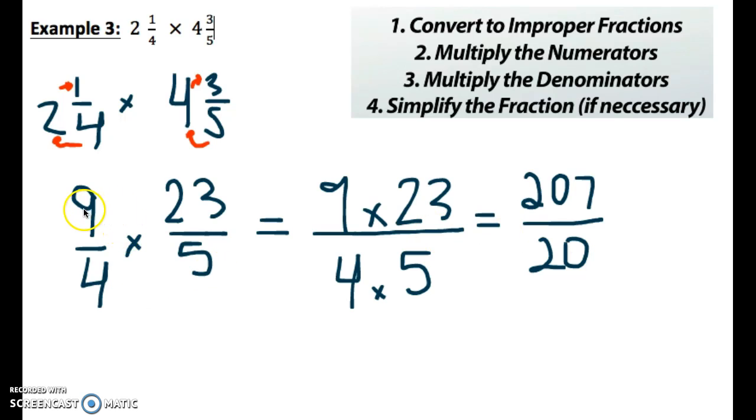And looking back over here, I have a 9 and a 4, and none of those can be simplified. A 23 and a 5, and neither of those can be simplified. So that lets you know that even the 9 and the 5 and the 23 and the 4, none of these can be simplified. So you know that your answer here will be in its completely simplified form, and you don't need to simplify it any further. I just wanted to show an example of what will happen if you needed to simplify.